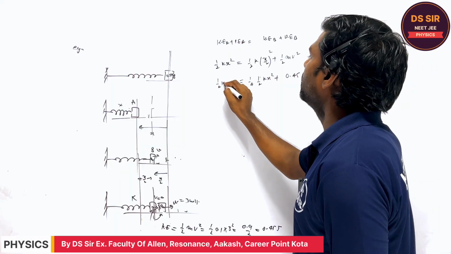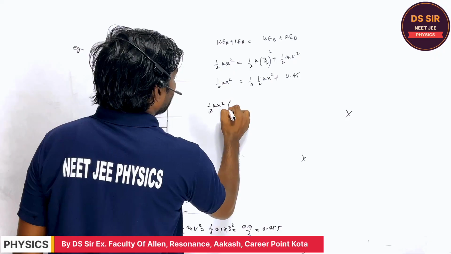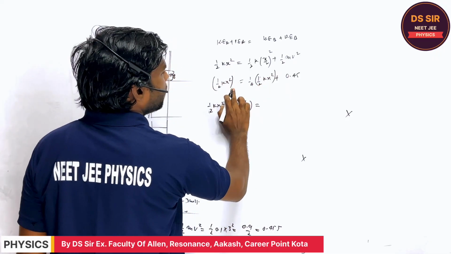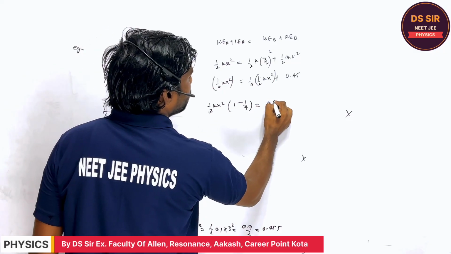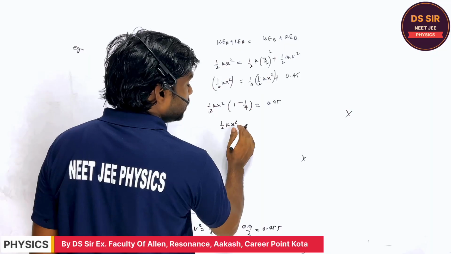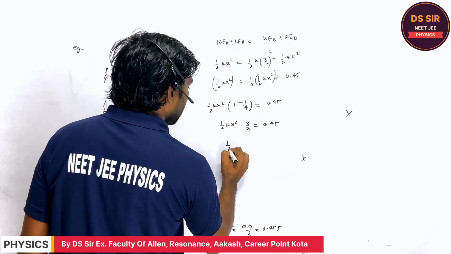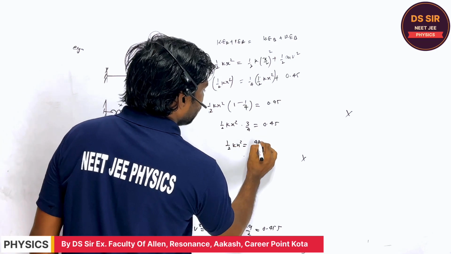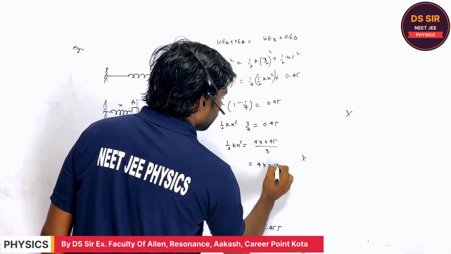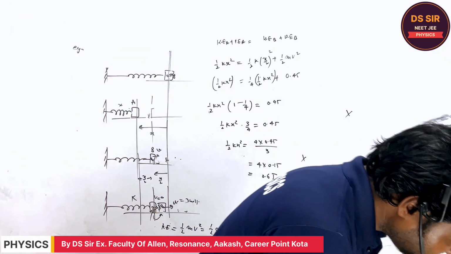So when you simplify this, half kx square times 1 minus 1 by 4 is equal to 0.45. So half kx square is the initial potential energy, 3 by 4 of it is 0.45. So half kx square will be equal to 4 multiplied by 0.45 upon 3. 4 into 15 is 60. So 0.6 joule should be the correct answer.